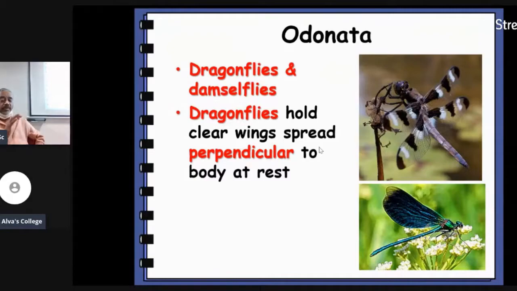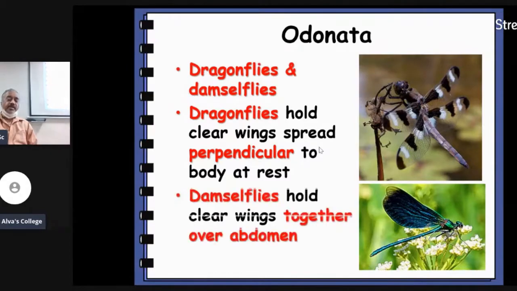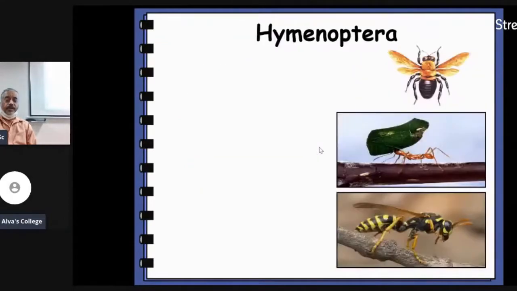Now, dragonflies hold their wings perpendicular to their body at rest, whereas damselflies open up their wings horizontally. So damselflies hold clear wings together over the abdomen, whereas dragonflies spread their wings when at rest. So Odonata are a primitive group of insects, but we now move on to a very evolved, top insect order, which is called Hymenoptera.